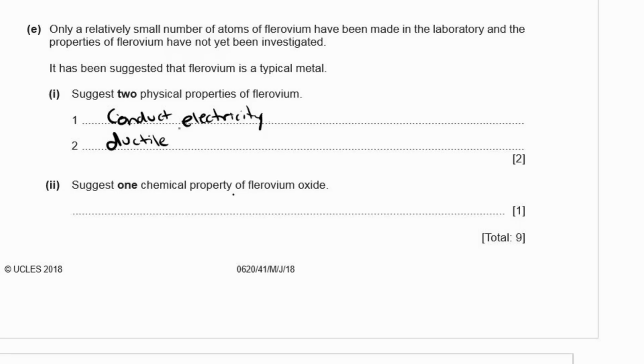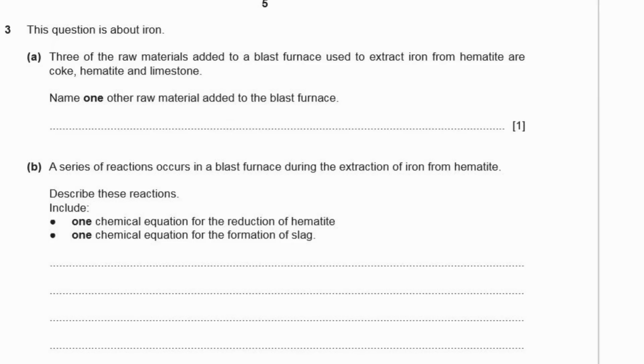Then it says suggest one chemical property of flerovium oxide. Flerovium oxide is a metal oxide, and metal oxides are basic. So it's a basic oxide. What that means is if you take the metal oxide and dissolve it in water, you will get an alkaline solution. And that's just a typical property of metals. All right, good. Let's move on to question 3.